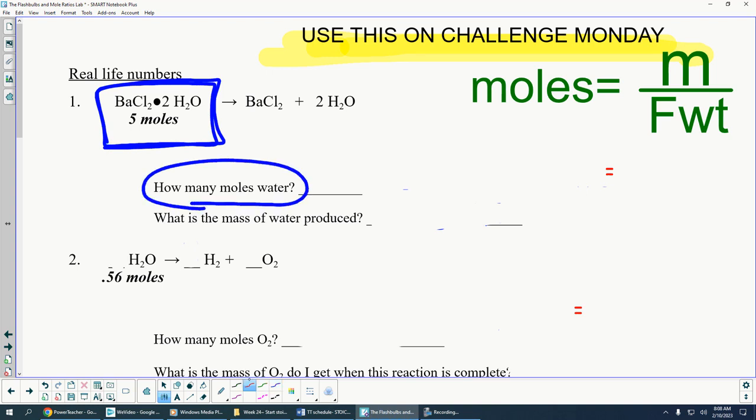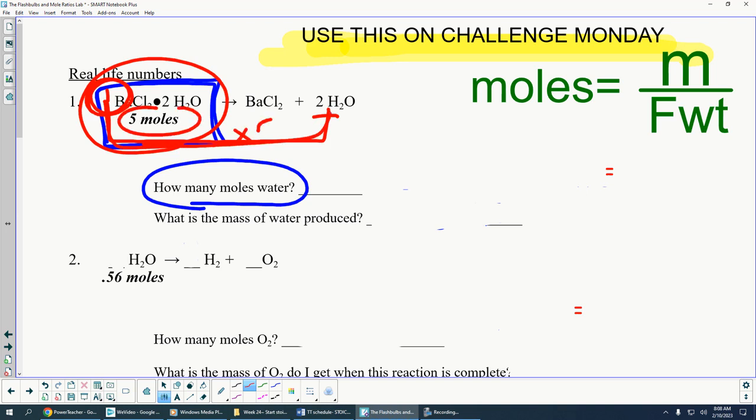What is my coefficient ratio from here to here? If I don't have anything, I assume that's a 1 to 2. So if I have this much barium chloride, how many moles of water? I'm going to multiply this by 2. So I'm going to make 10 moles of water. Yes, it's a 1 to 2 ratio.